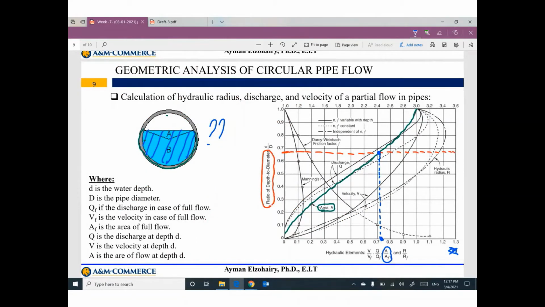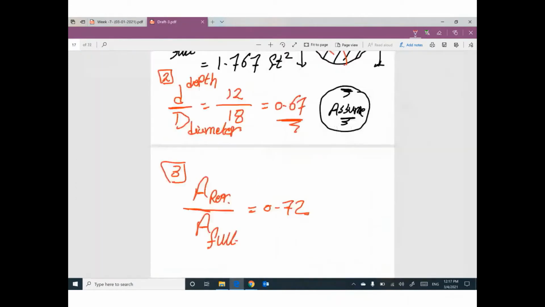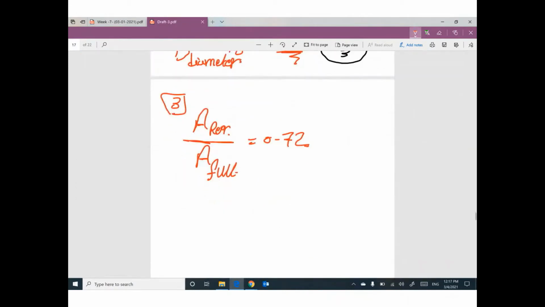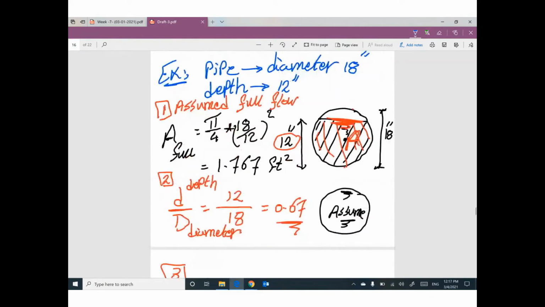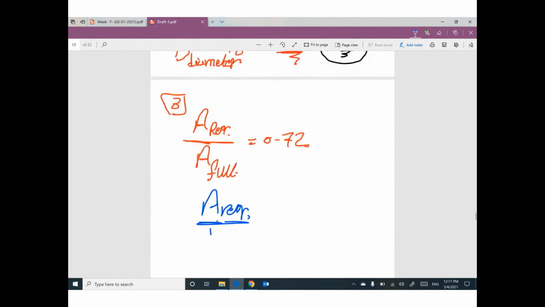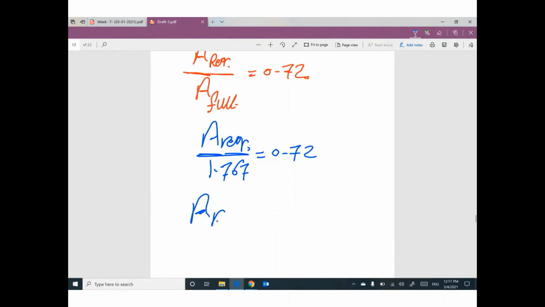The ratio between area required and the area full equals 0.72. So the area required divided by area full, when you assumed it's full, 1.767, equals 0.72.